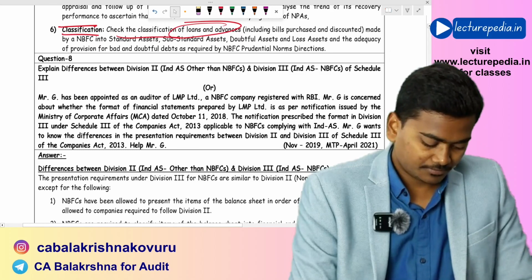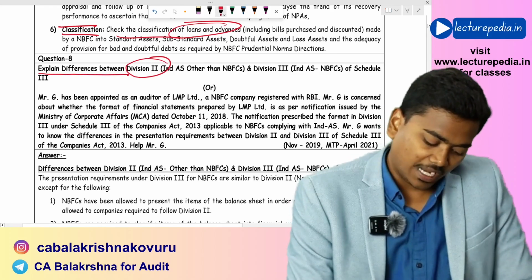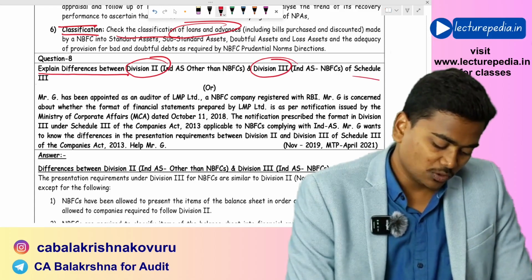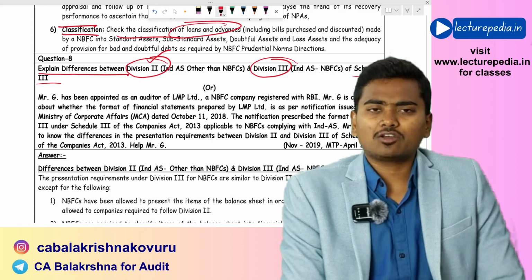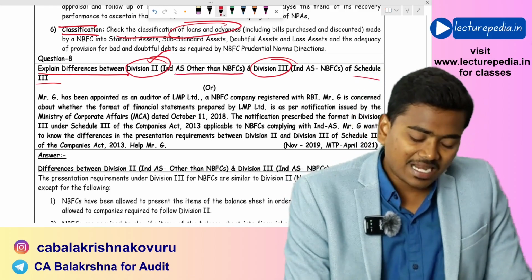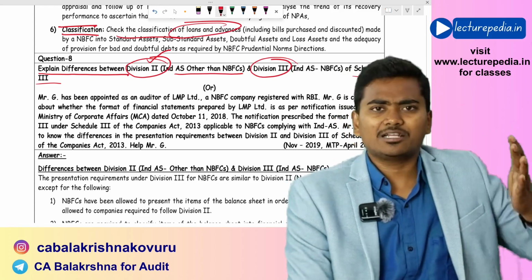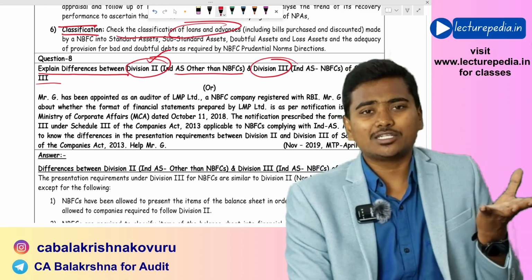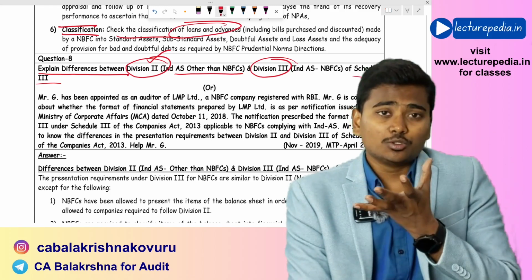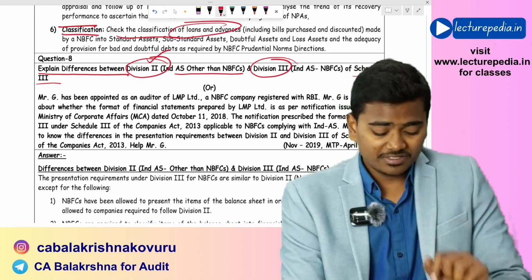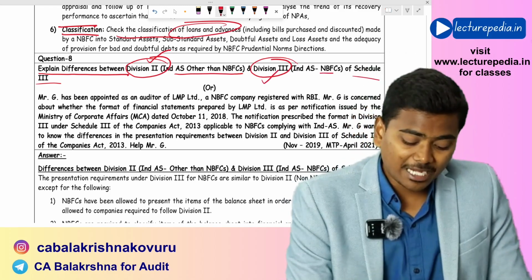Next question: explain the differences between Division 2 and Division 3 of Schedule 3 of the Companies Act. Basically, Division 2 deals with the format of financials for companies other than NBFCs who follow Ind AS. Normal companies other than NBFCs who are following Ind AS need to prepare their financial statements as per the format of Schedule 3 Division 2. And Division 3 of the same schedule deals with the format of financials for NBFCs.